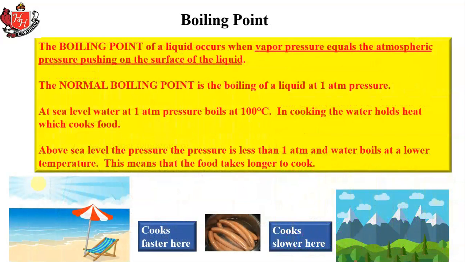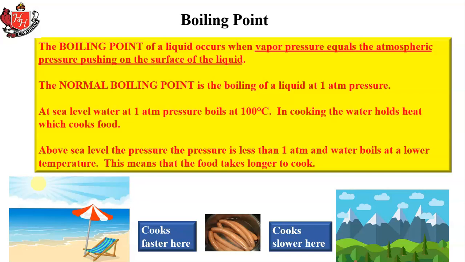Boiling point. The boiling point of a liquid occurs when vapor pressure equals the atmospheric pressure pushing on the surface of the liquid. So when the molecules in the liquid are pushing up with as much pressure as the atmosphere is pushing down on it, then the liquid starts to boil. The normal boiling point is the boiling point of a liquid at 1 atmosphere of pressure, basically what's inside the classroom. That's pretty much 1 atmosphere. At sea level, water at 1 atmosphere pressure boils at 100 degrees.